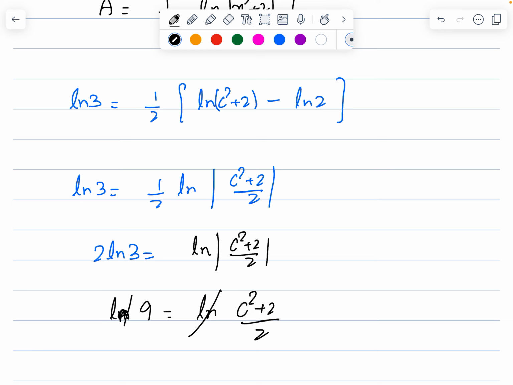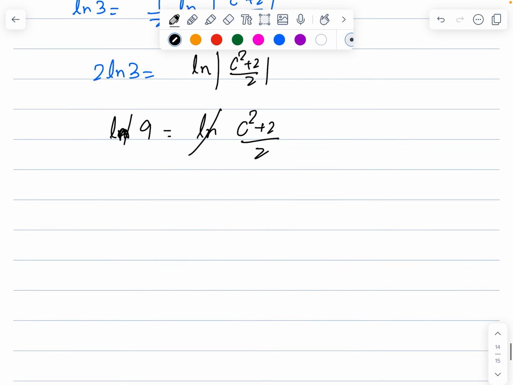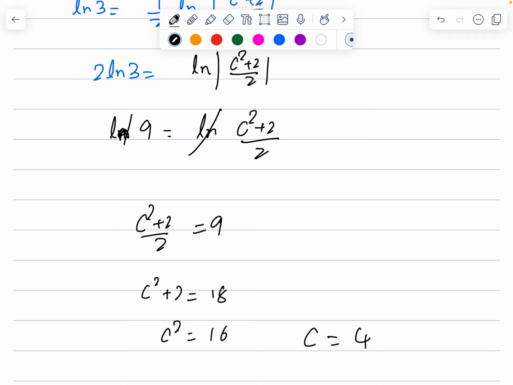Ln and ln get cancelled. So you should get c square plus 2 upon 2 equals 9. So c square plus 2 equals 18. C square equals 16. C equals 4. That's going to be the answer.